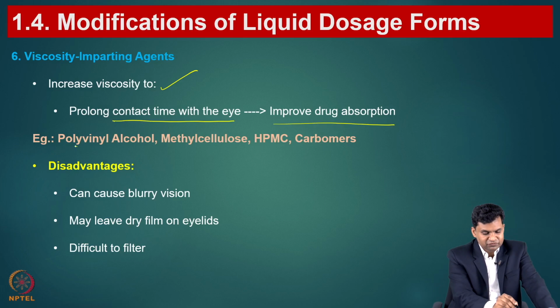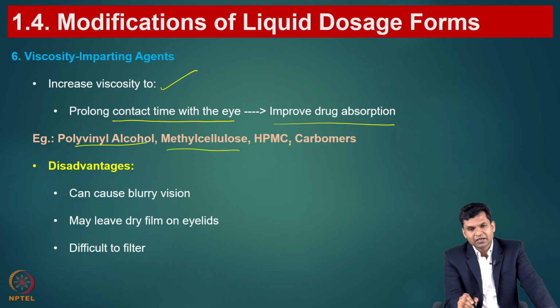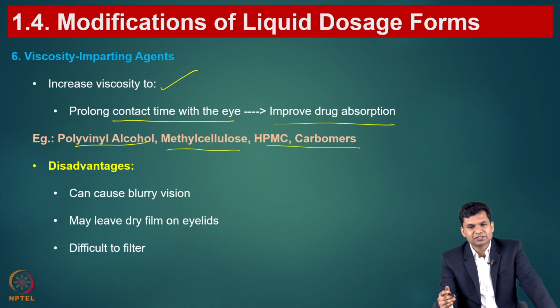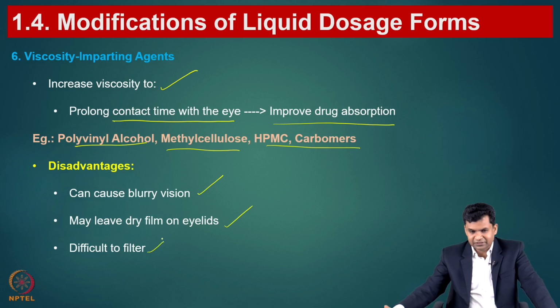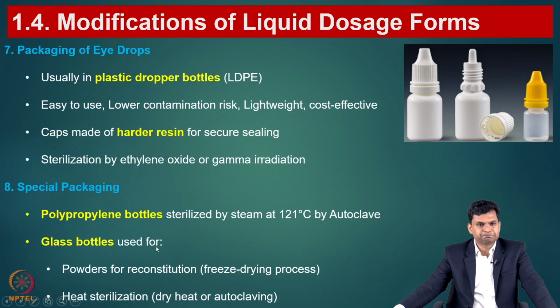These are the polymers we can use which will help in improving the viscosity: polyvinyl alcohol, methyl cellulose, hydroxypropyl methyl cellulose and the carbomers. Yes, when you use them, you will see a lot of blurred vision, and they may also form a dry film on the surface and be difficult to filter when you want to filter the formulations.